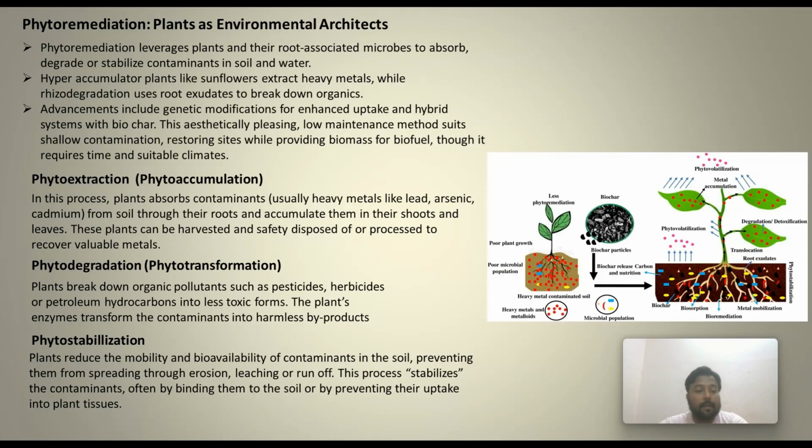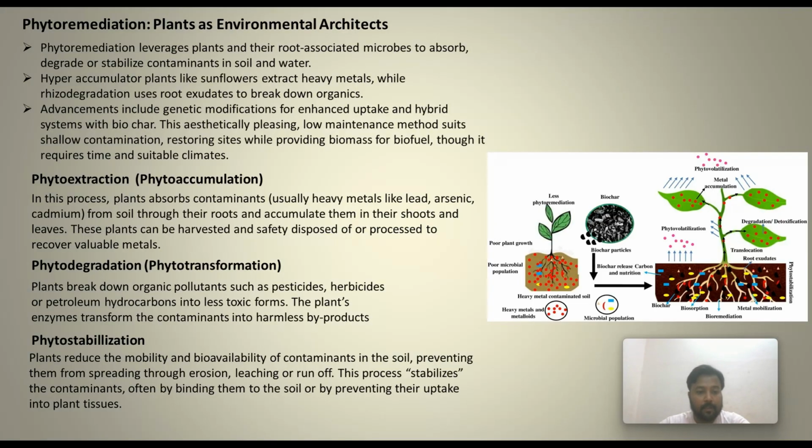So some of the methods that come under phytoremediation are phytoextraction. In this process, plants absorb contaminants like heavy metals, lead, arsenic, and cadmium from the soil through their roots and accumulate them in their shoots and leaves. These plants can be harvested and safely disposed of or processed to recover valuable products.